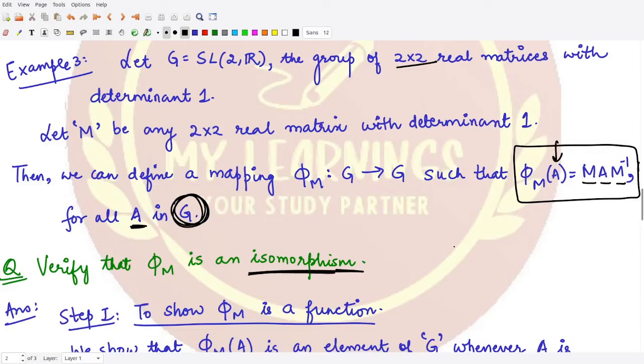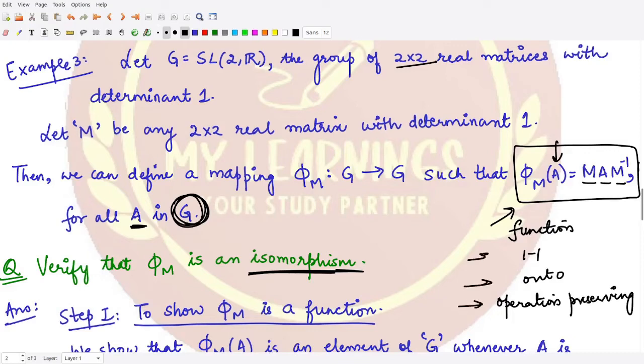So for that we need to prove that first of all this mapping forms a function. Then we will show that it is 1 1, then we will show that it is onto, and then we will show that it is operation preserving. So when we are done proving all these 4 properties, then we can say that the mapping phi forms an isomorphism between the group G to the group G, right?